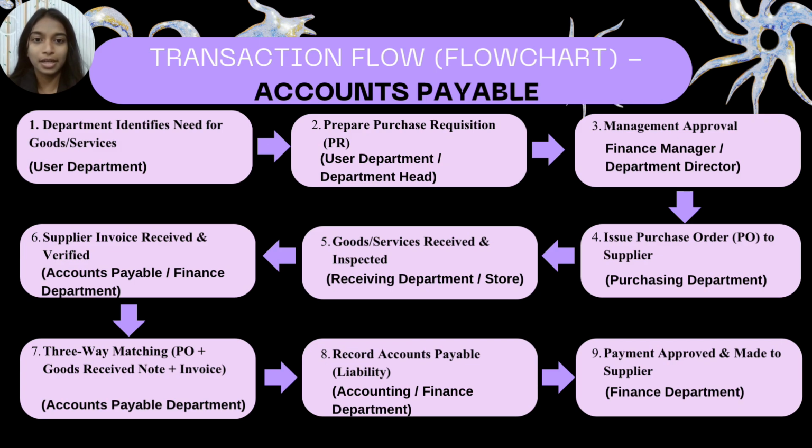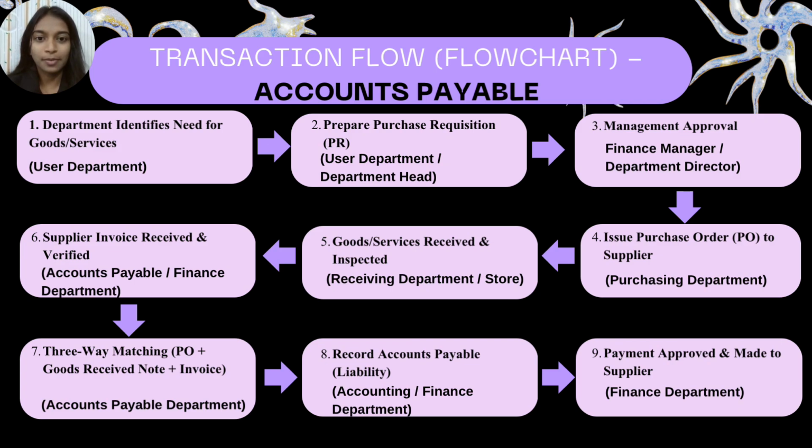When the supplier delivers the goods, the receiving department inspects them to ensure that the quantity and quality match the purchase order. If everything is correct, a goods received note is prepared as evidence that the goods have been received. Next, the supplier sends an invoice to the accounts payable or finance department. The invoice is checked carefully to make sure all the information is accurate.